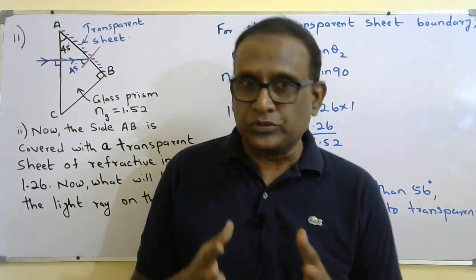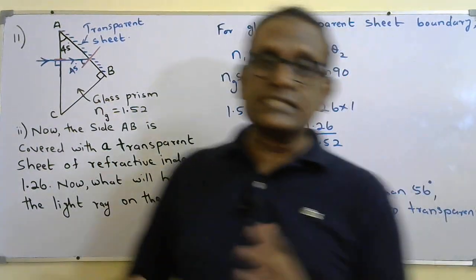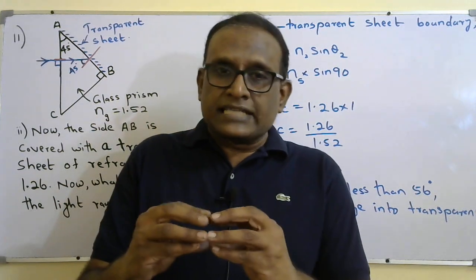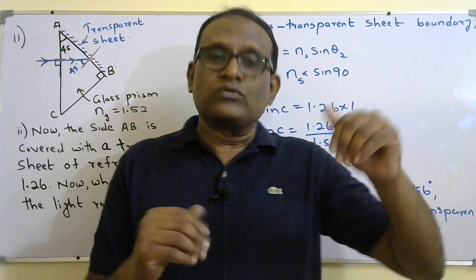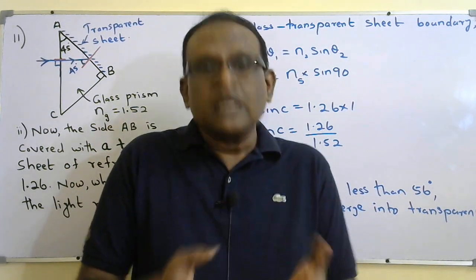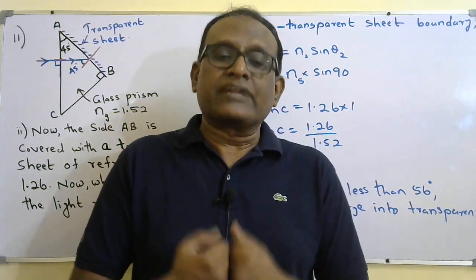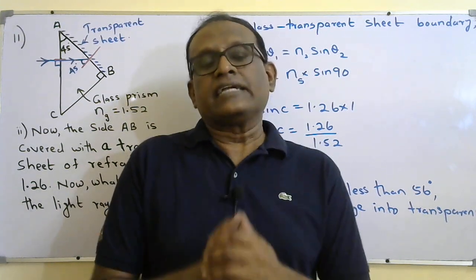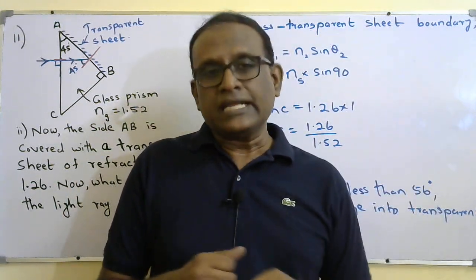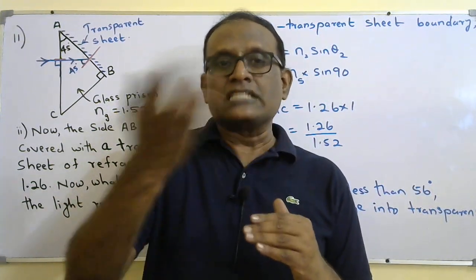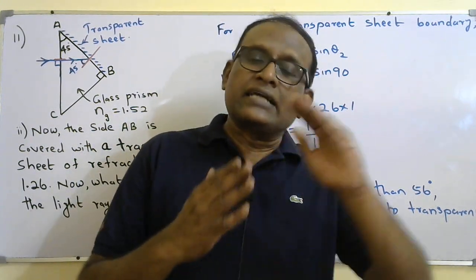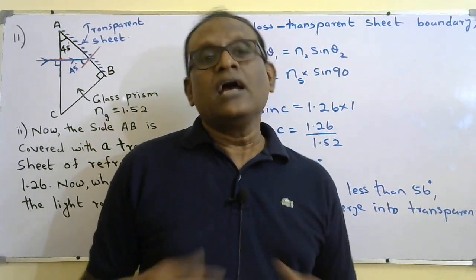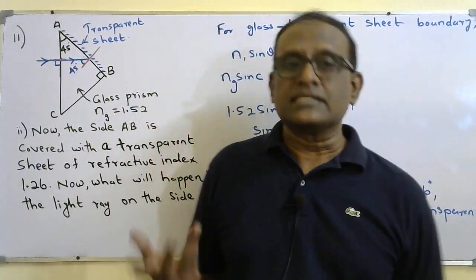In such a situation, for example a question where light from a fish inside water reaches the water-air boundary, they can ask what will happen to this light ray. They give the refractive index of water. So find the critical angle for the water-air boundary, then compare the angle of incidence with the critical angle. If the angle of incidence is more than the critical angle, total internal reflection occurs. Otherwise, light will emerge into the second medium.